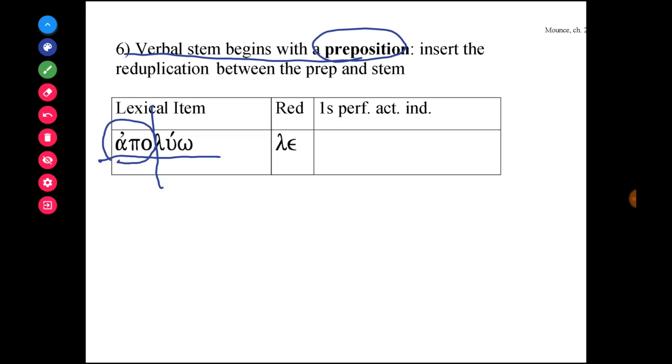Po is not something that you would reduplicate because that's the preposition. So I would write apo here. Instead, the first letter of the stem is lu. So le would be the reduplication, luka. So apoleluka is I have destroyed, I have set free. And those complete the rules for reduplication.